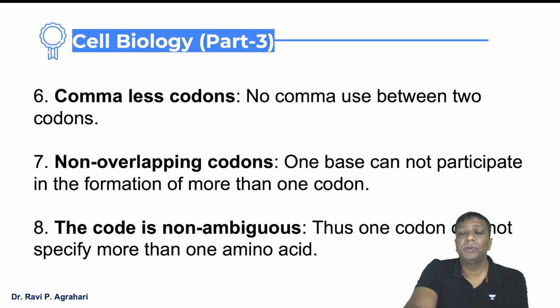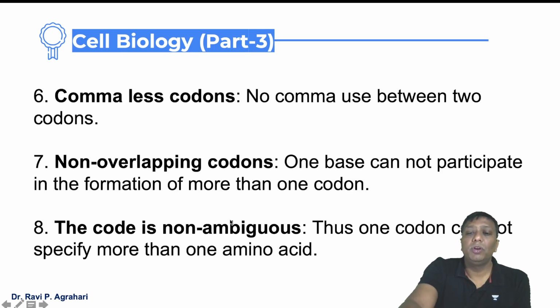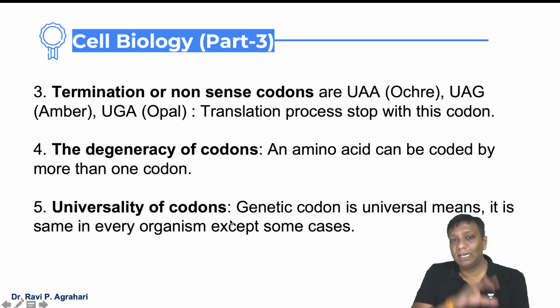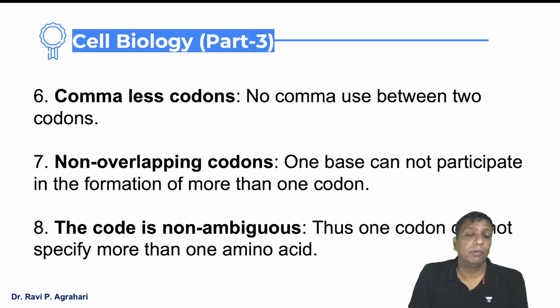This is the reason I first showed you the genetic dictionary and then told you the genetic dictionary properties. Okay, what is the universality of codon? Universality of codon means the same genetic dictionary and codon, this genetic code represents this amino acid in every organism. Plants, everyone have the same. Dog, cat, lion, monkey, chimpanzee, everybody has the same. Comma-less codon: no comma is used between two codons, you have already seen.